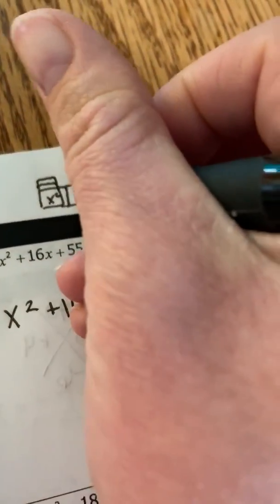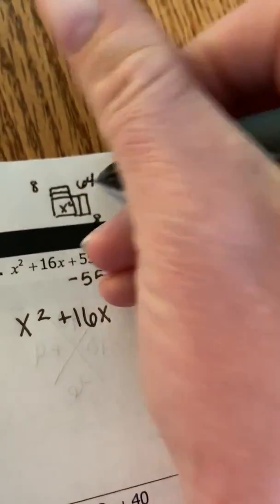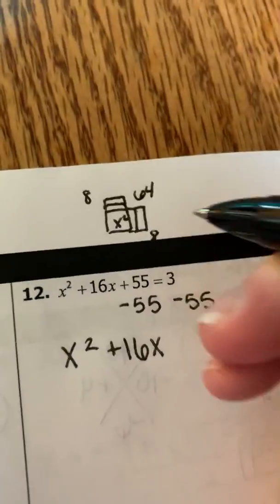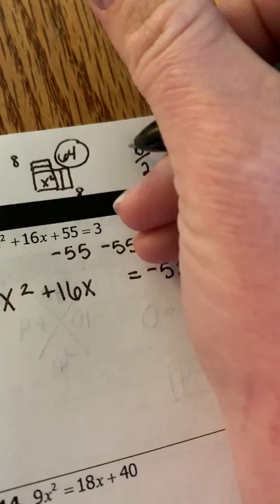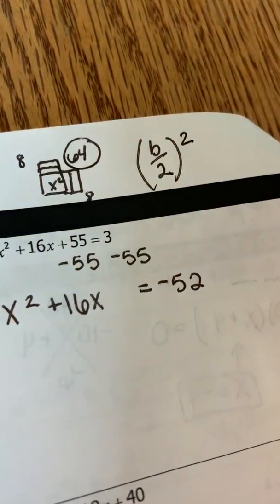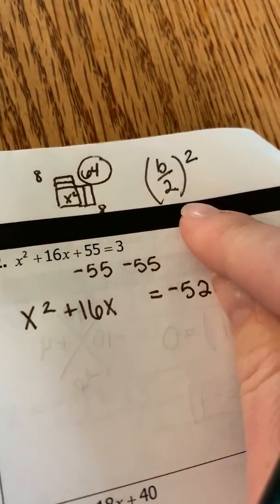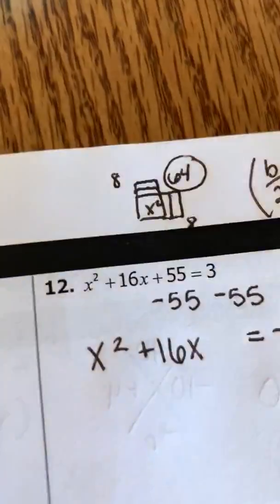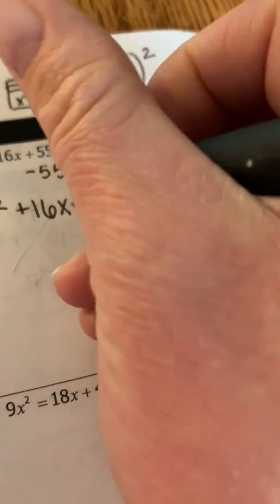Well, and then we would have 8 by 8. 8 times 8 is 64. We would need 64 one tiles to complete the square, right? This number, 64, is always your b divided by 2 squared. That's like our magic number when it comes to completing the square. That's the number we always need to add to complete the square. So if I go b divided by 2 squared, I get 64. So I'm going to add 64 to this side.